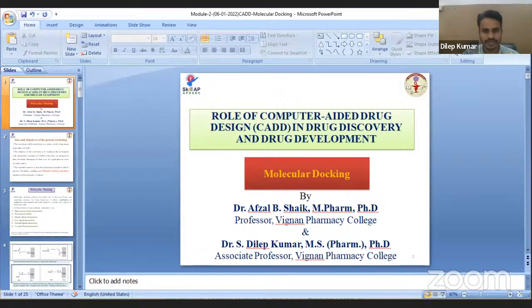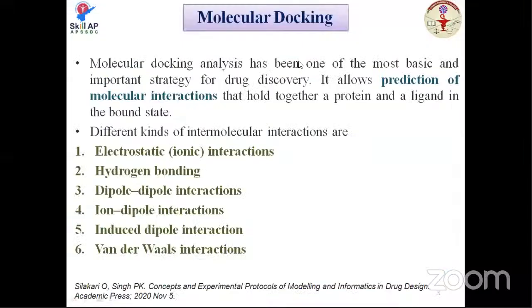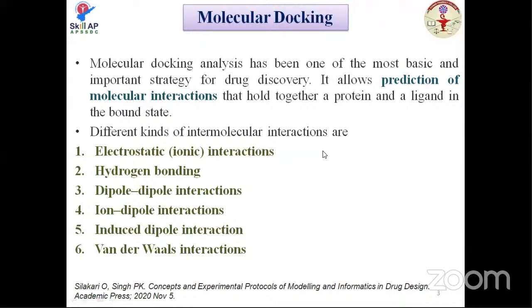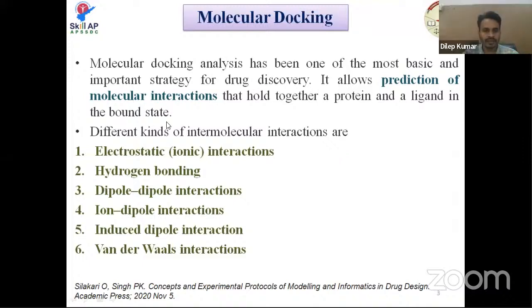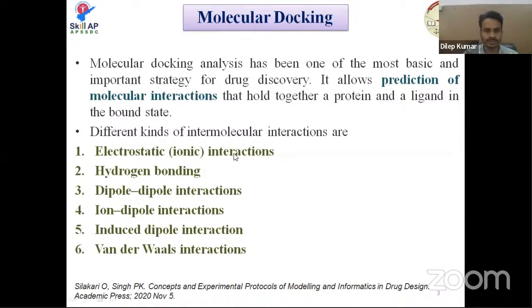And coming to the different types of intermolecular forces or interactions that operate between the target protein and the ligand, they include the electrostatic interactions, also known as ionic interactions. And a ligand can also bind to the receptor through hydrogen bonding interactions. And whenever your drug molecule has a dipole and the protein has a dipole, both can interact, and it is called a dipole-dipole interaction.